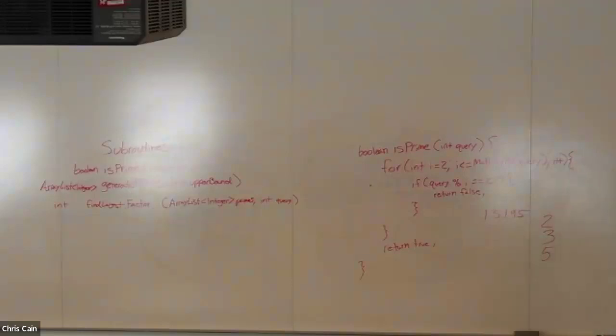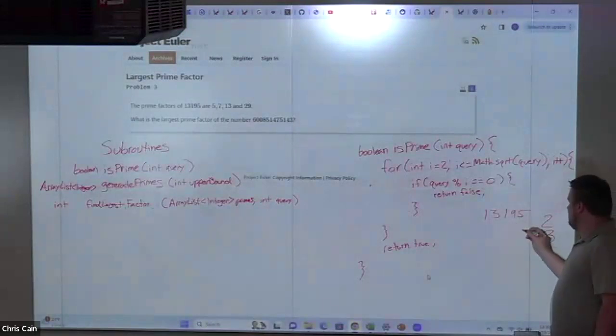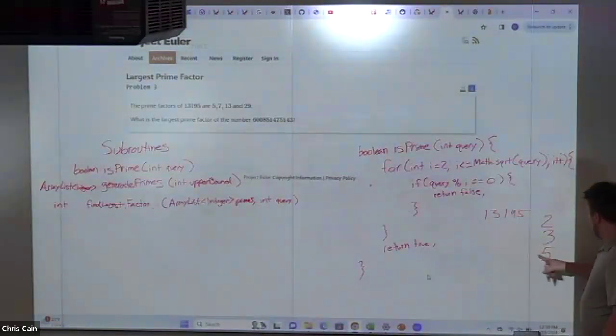Does 5 go in? Yes, it does. So we're going to divide this number by 5. And then we're going to check if the resulting number is still divisible by 5. If it is, we'll repeat that process, dividing it by 5 until we generate the next prime. And we're going to continue to loop this process until our number reaches 1. Once it reaches 1, the last prime that you divided it by is the largest prime.